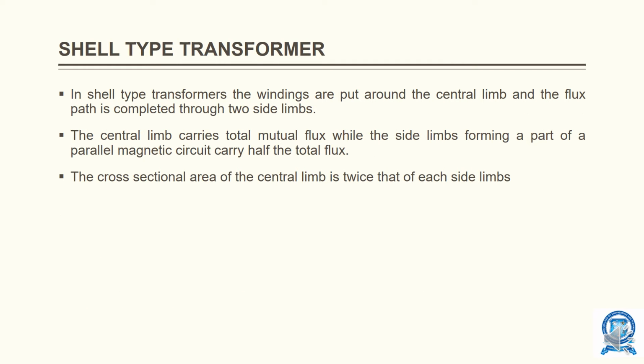Now the shell type transformer. In a shell type transformer the windings are put around the central limb and the flux path is completely through the two sides of the limb. The central limb carries the total mutual flux, while the side limbs form a part of the parallel magnetic circuit and carry half of the total flux. The cross-sectional area of the central limb is twice that of each side limb.